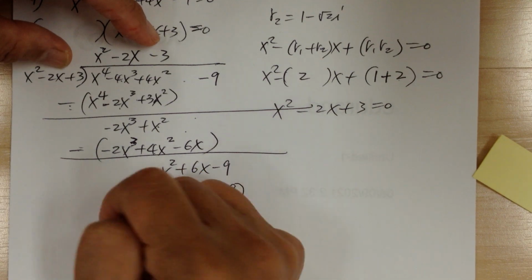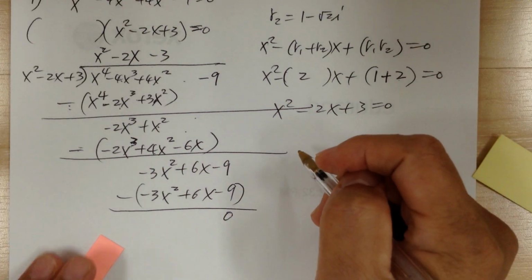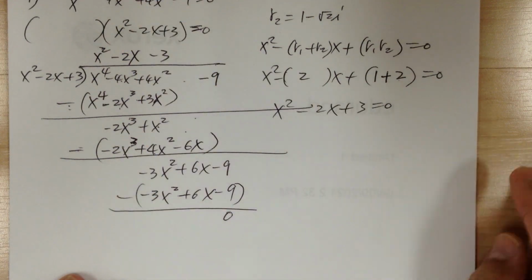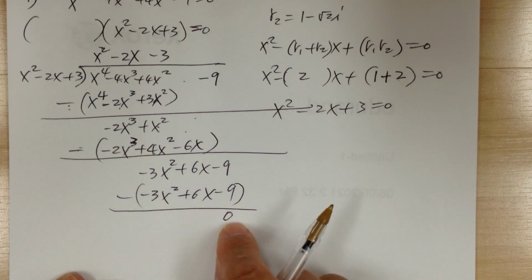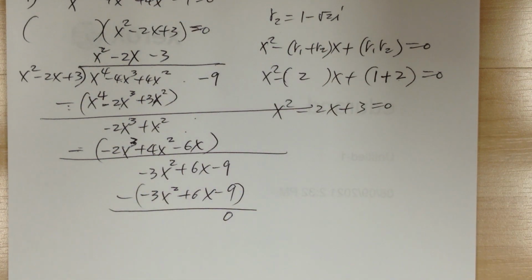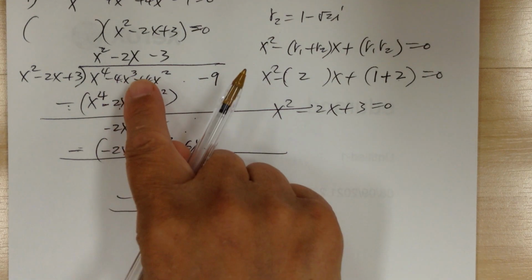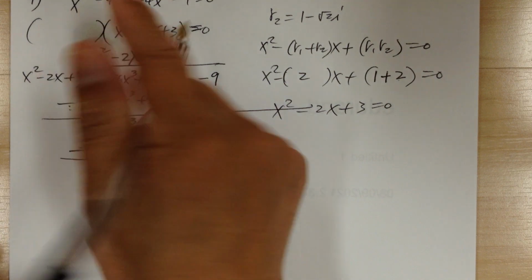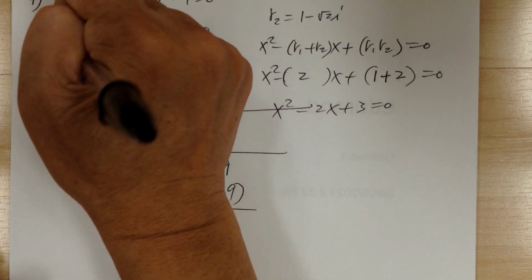So when you subtract, it will give you 0, right? And it has to, because this is a factor of that. So when you divide, the remainder should be equal to 0. You have to divide exactly. If not, that means you're doing something wrong. Okay, so now we know this goes in here.